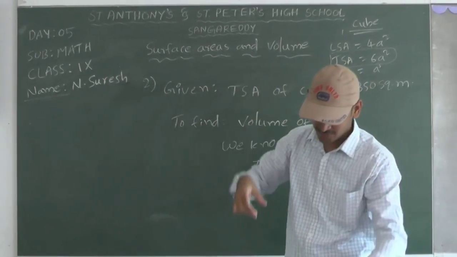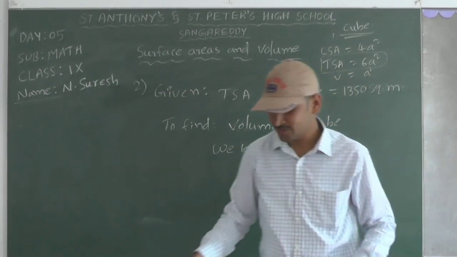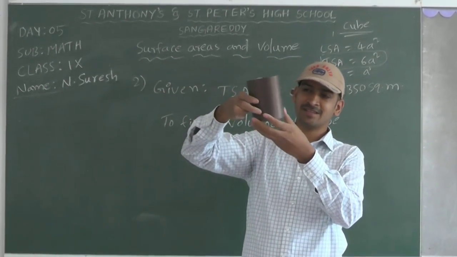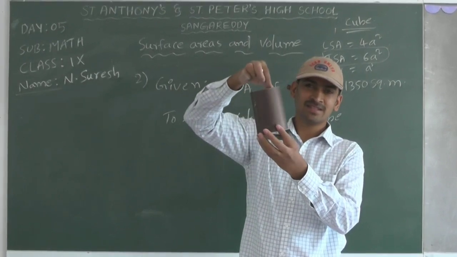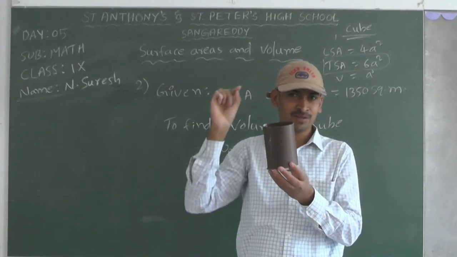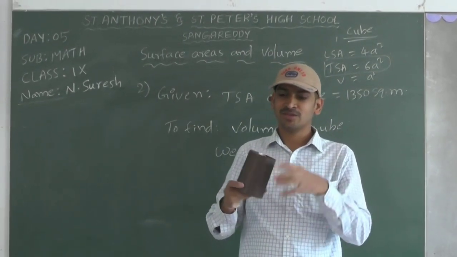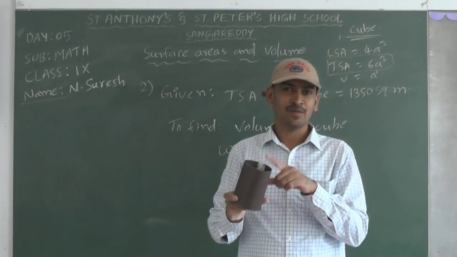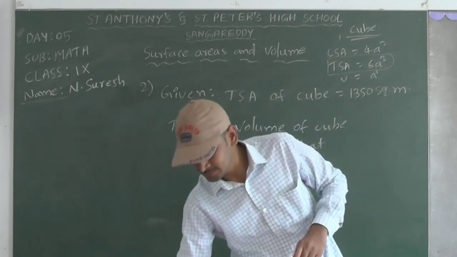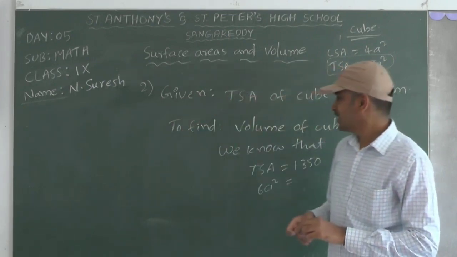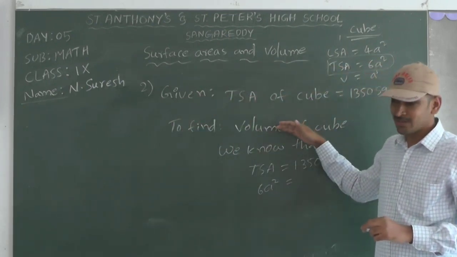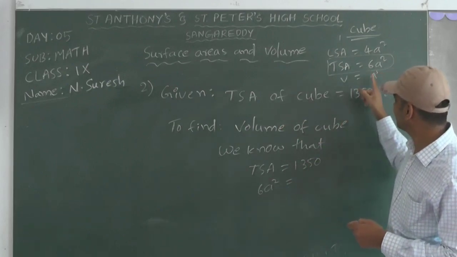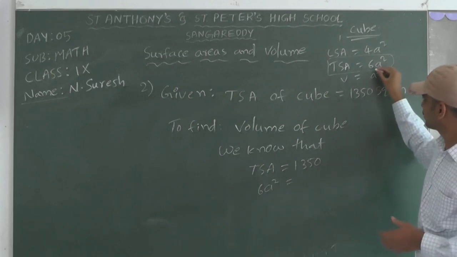So I gave a clear idea of the difference between surface area and volume. Suppose you want to manufacture this cylinder, how much material is required? That is related to surface area. If you want to fill it with water or anything, that is related to the volume of the object. Here the total surface area is given and we have to find the volume. For that we require the value of a.